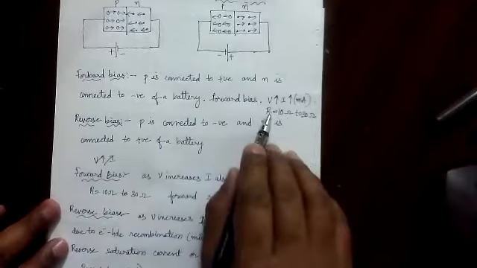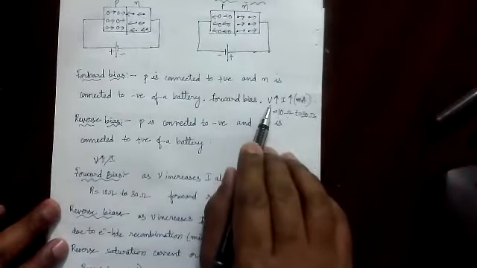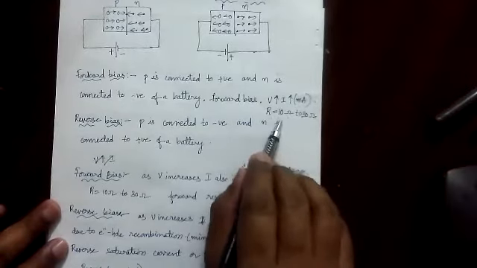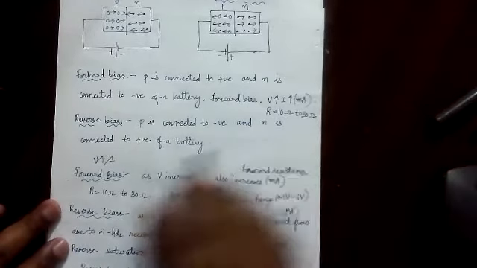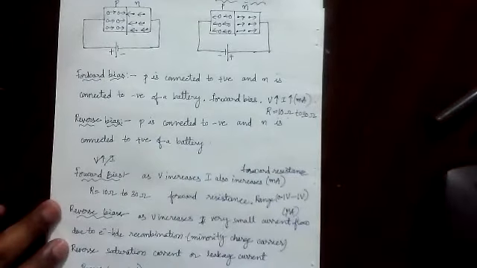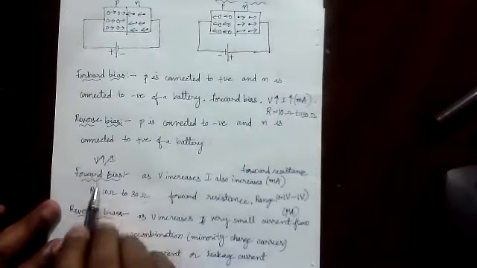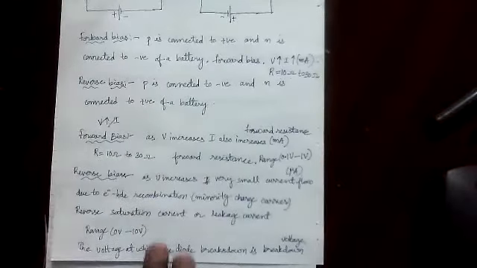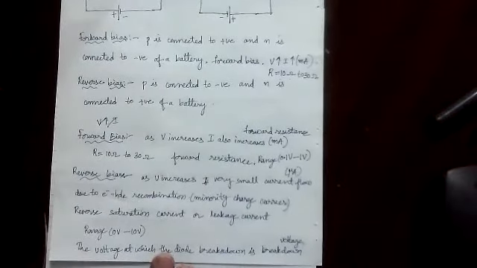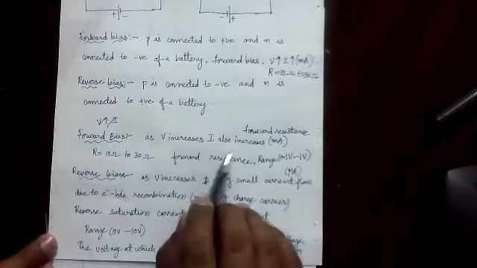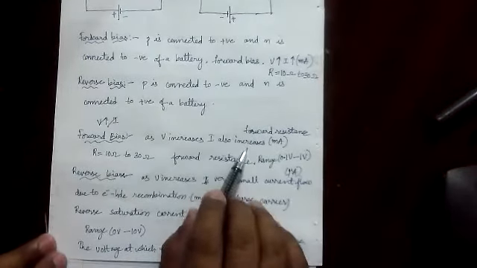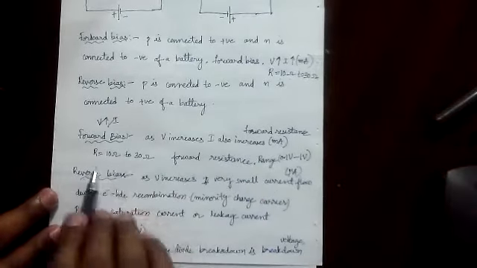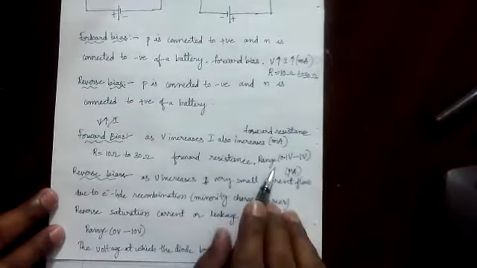Here, in the forward resistance, as you increase the voltage, the current also increases, and the current is measured in milliamperes, and the resistance is only 10 ohms to 30 ohms. Whereas in reverse bias, P is connected to negative and N is connected to positive. So that is said to be reverse bias. Now, as V increases, current also increases. As voltage increases, current also increases. So you have seen this is a forward resistance, okay, and the range of the voltage is also given.